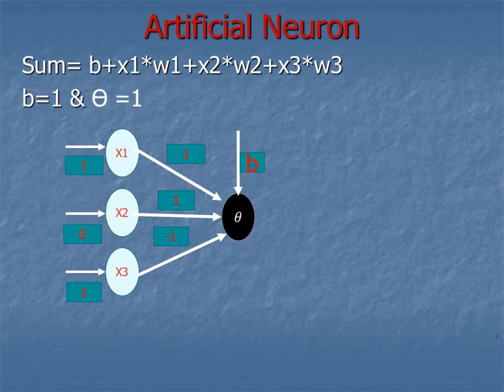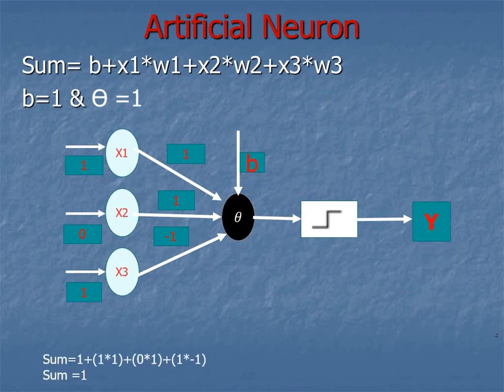When we perform the operation, we have to multiply the input with the weight. That is x1 into W1 plus x2 into W2 plus x3 into W3. And together we have to add the bias. Here we have set the bias as 1 and the threshold as 1. Now we have to find the summation. Then we have to set the activation function.